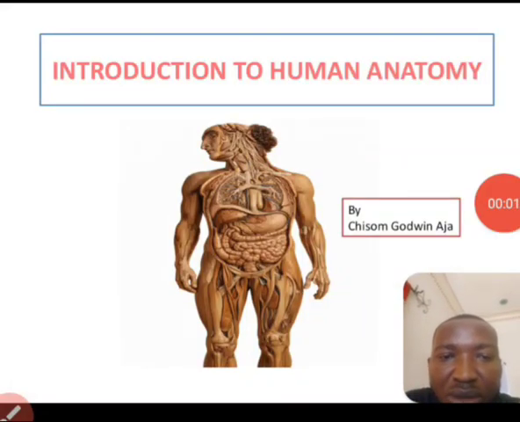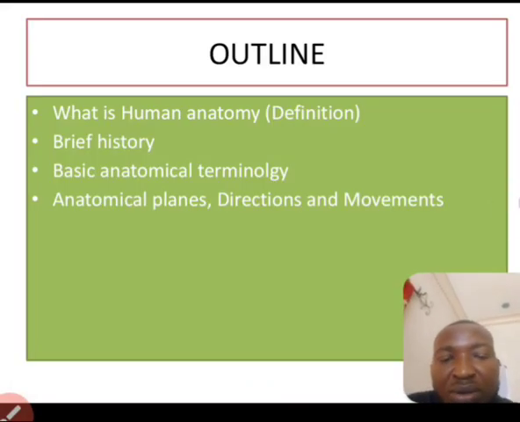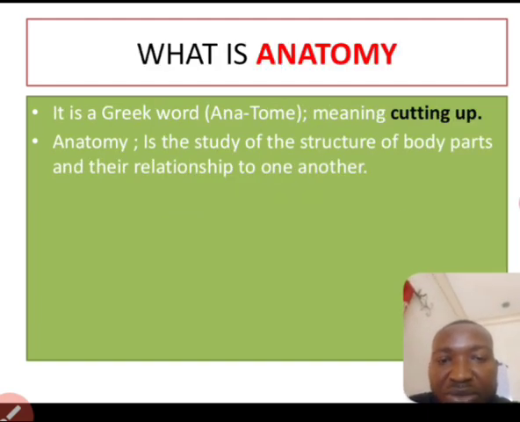Alright, welcome to Introduction to Human Anatomy. We are going to use this outline. We're going to define anatomy, brief history, anatomical terminology, anatomical frame, directions, and movements.